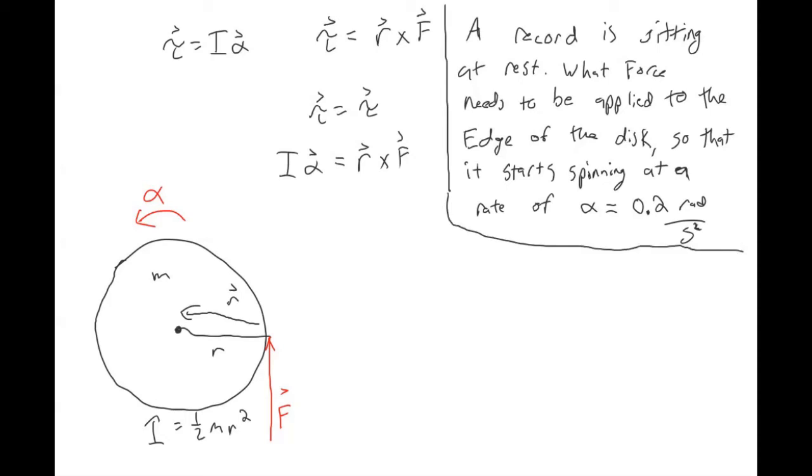So if we come back to this equation that we wrote down, we now have something we can plug in for I, 1/2 mr squared. We were given alpha. And then we have r F sine theta. The angle between F and R is 90 degrees. So this would just be R F sine of 90, which is 1.